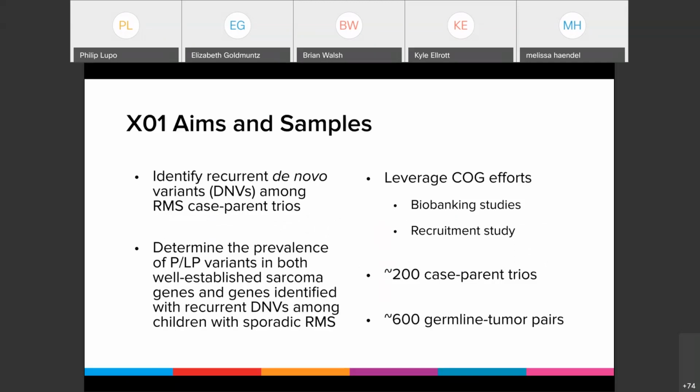Just quickly looking to the right-hand side of the panel, our study has really focused on 2 independent populations. One is a recruitment study that we have through COG that is similar to the Down syndrome ALL study, where we've been recruiting throughout the United States, and we've recruited a little over 200 case parent trios to date. And we've also been relying on biobanking efforts in COG to obtain 600 germline tumor pairs. Next slide.